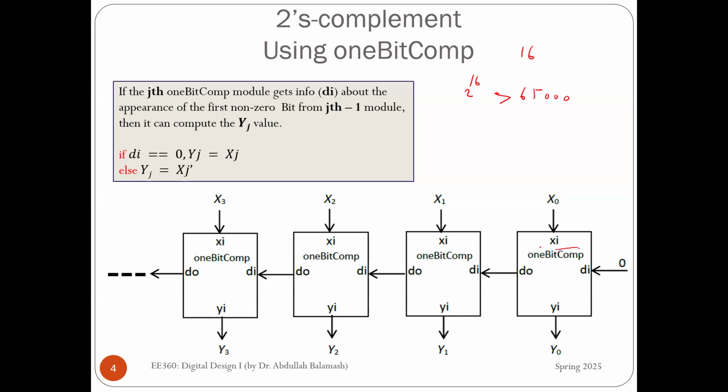something called 1-bit comp that takes only 1 bit of X and computes the complement. Okay, how to do that? Let us take an example. Assume that this is our input.